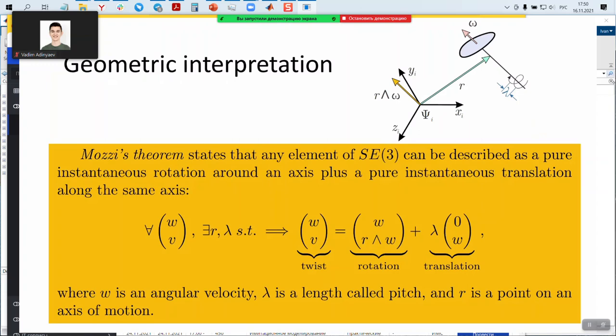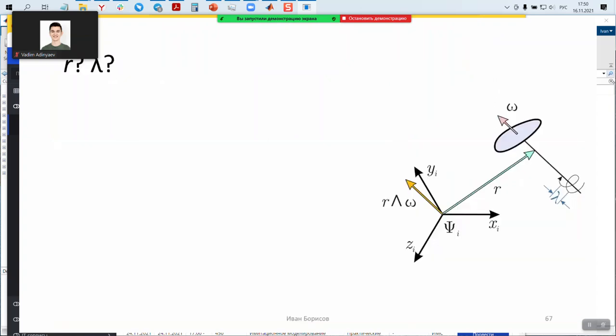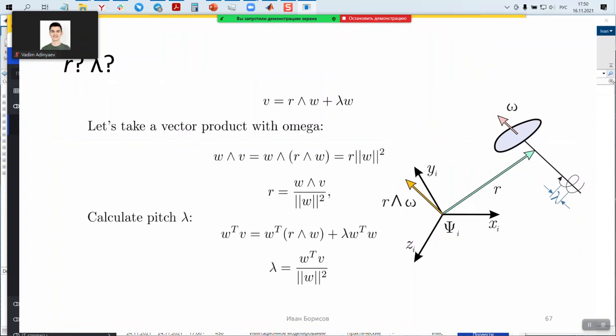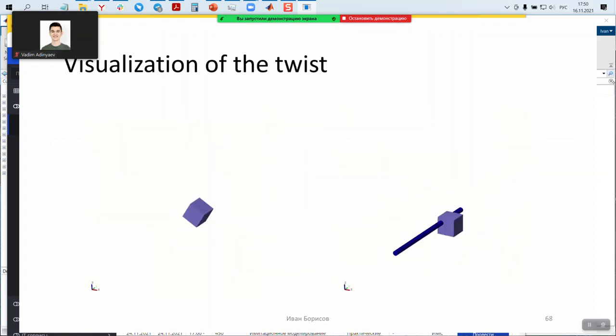So here you can see some parameters: omega and pitch. Like in a screw, you also have a pitch, and you can use all these equations to visualize a twist. Here we have a brick that just oscillates on a spring, and by this cylinder I denoted a twist. So here we can really see this twist. All right.